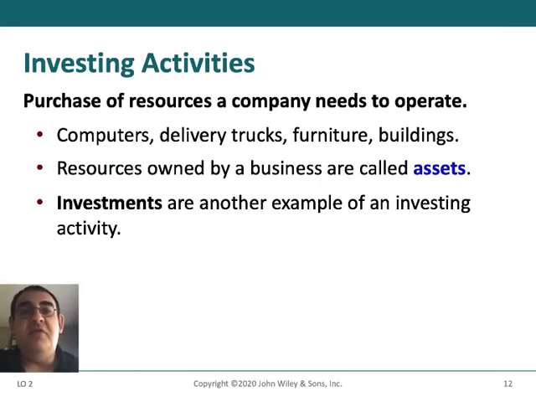The next activity is the investing activity, and this is where the company invests or purchases the resources that are necessary to allow it to operate. So companies and not-for-profits also will purchase computers and trucks and factories and buildings and all kinds of resources in order to be able to do the business that they do. And so those resources that are owned by a business are called assets. Another example of an investing activity is investments themselves, where companies with excess cash may invest in things like bonds or in shares in other companies to make a little bit of extra money or investing income.